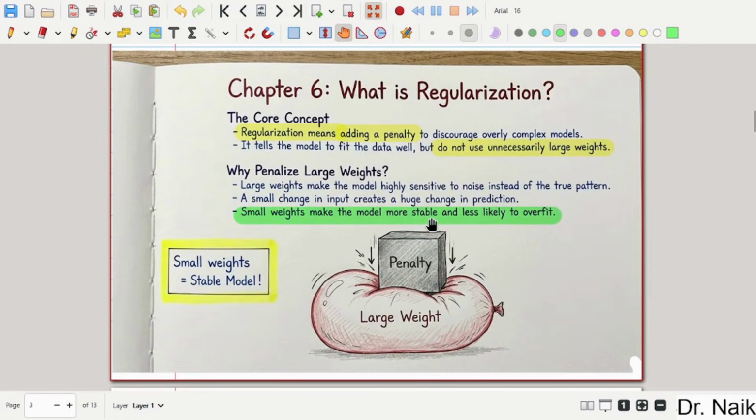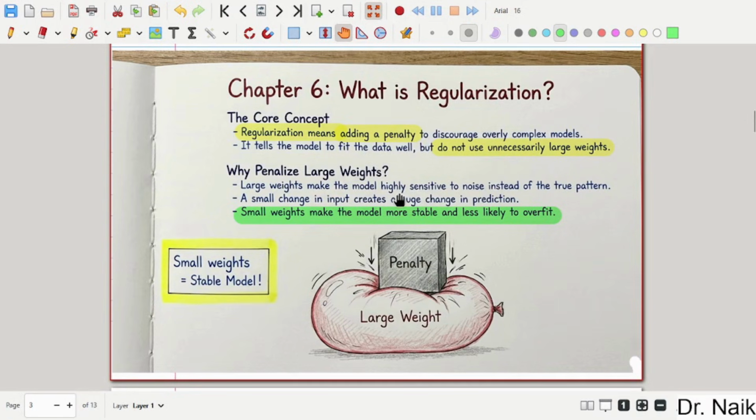What is regularization? Regularization means adding a penalty to discourage an overly complex model. It tells the model to fit the data well, but do not use unnecessarily large weights.